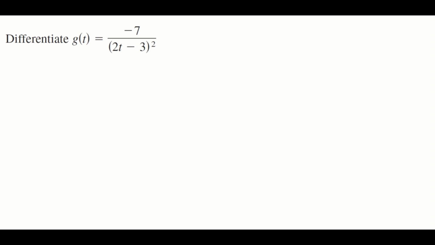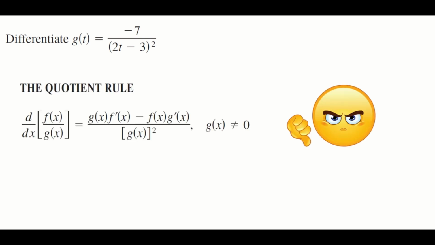In this video, we're going to continue with another example of applying the chain rule, specifically when you have a constant in the numerator of a fraction. Take a look at this problem. You could use the quotient rule here, but there's a much cleaner way to do it.